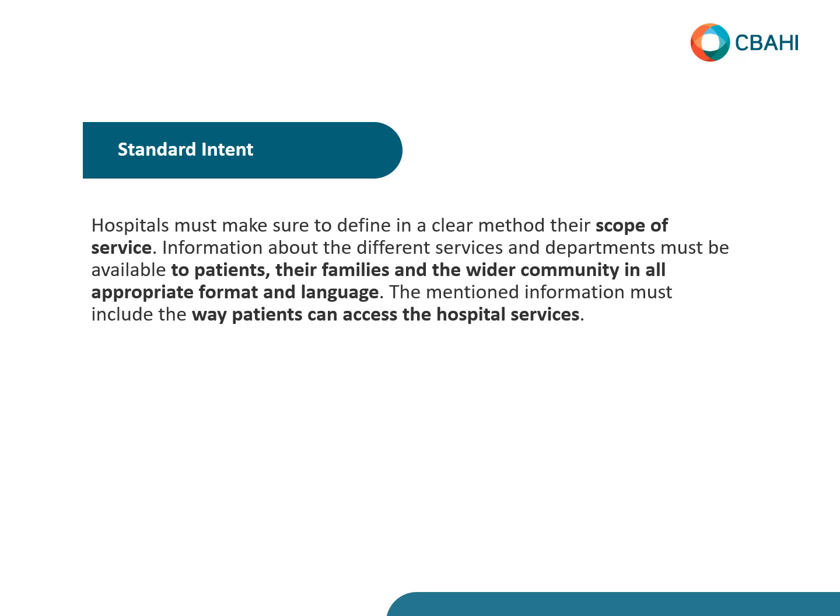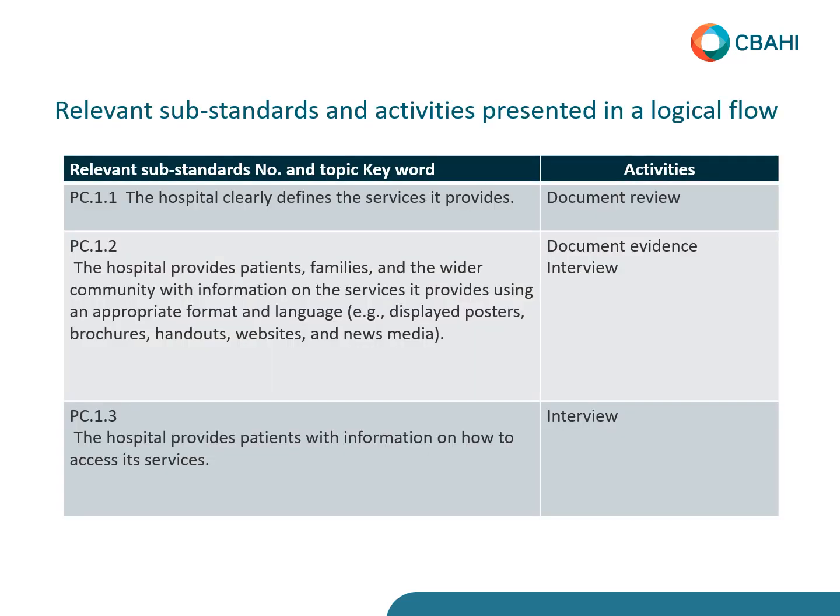The standard intent: hospitals must make sure to clearly define the scope of their service, and it should be available to patients, their families, as well as the wider community in appropriate format and language. Information must include the way patients can access the hospital services. Substandards can be scored by looking into document reviews, document evidence, as well as interviews to cover the 3 substandards.